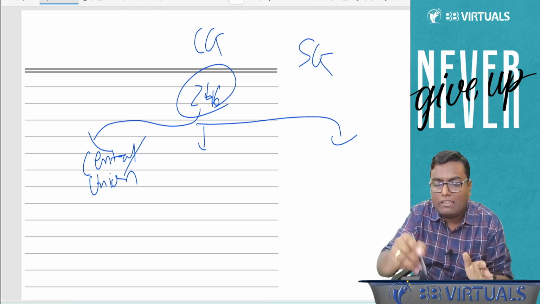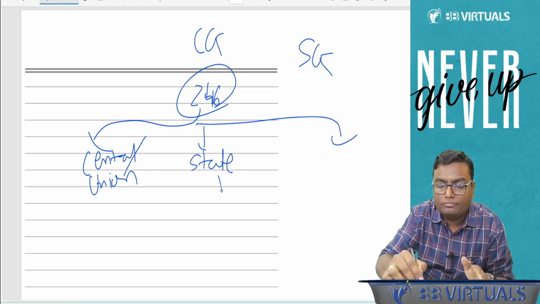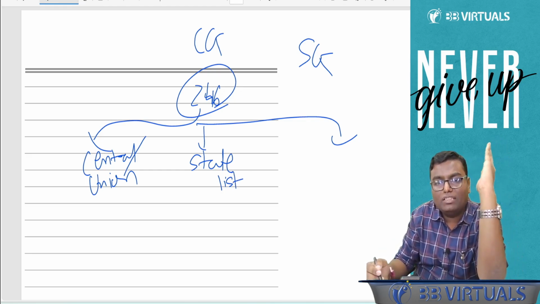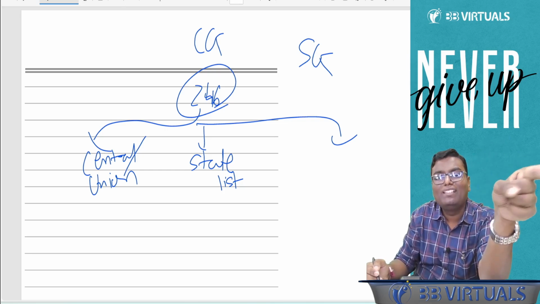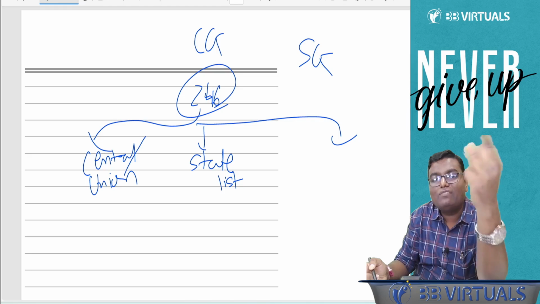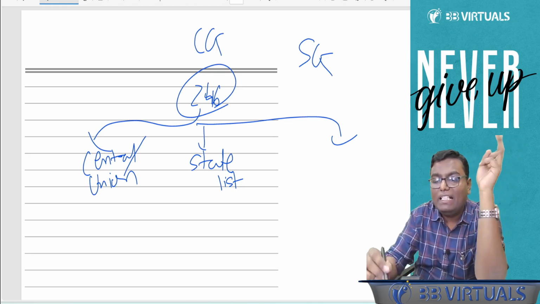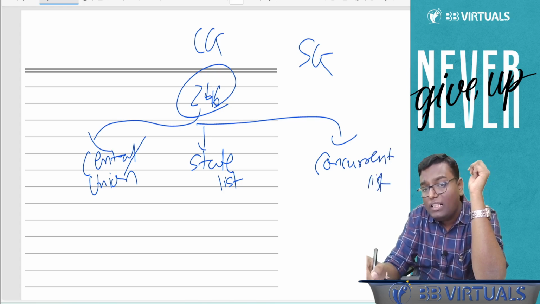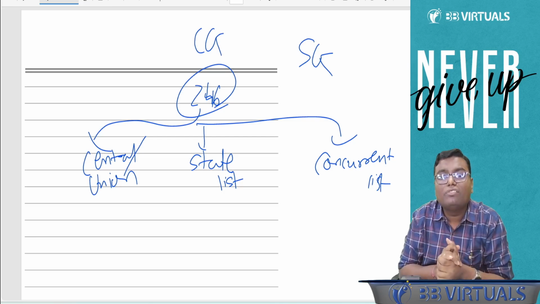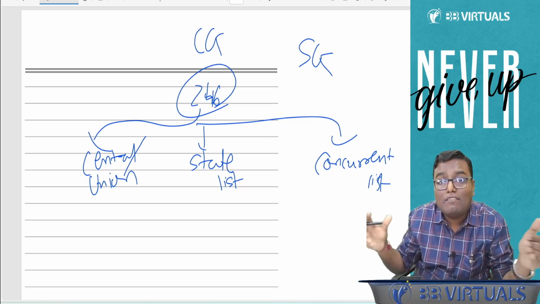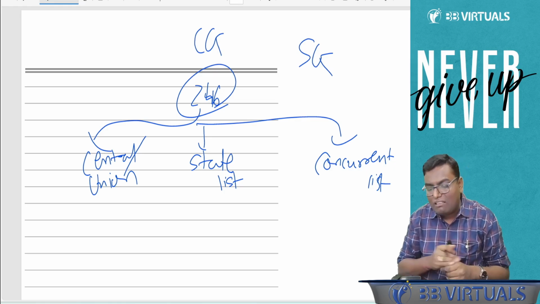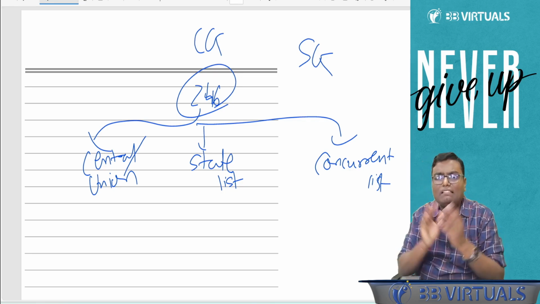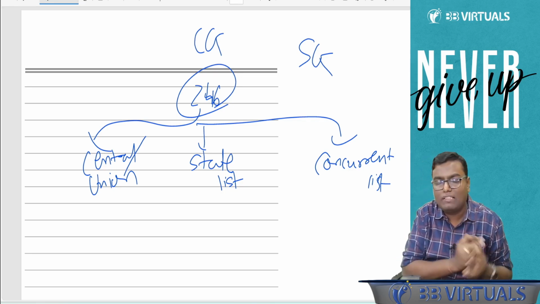The second list is all about the state list. Means in the first list, those powers are given which will be used by the central government. In the state list, those powers are given which will be used by the state government. And the third list is called the concurrent list. In the concurrent list, all the powers are given which will be used by both the governments together. So yes, which article has distributed this? Article 246. How many lists are there? Three lists are there: central list, state list, concurrent list.